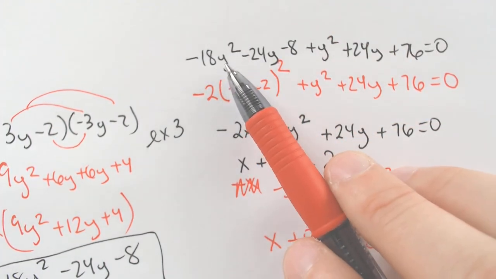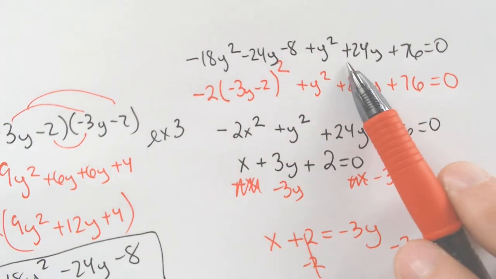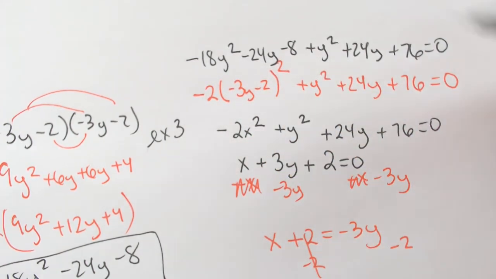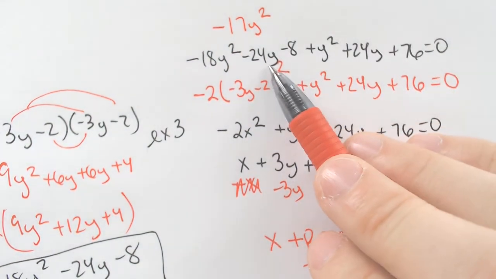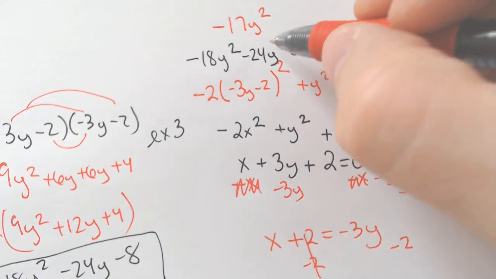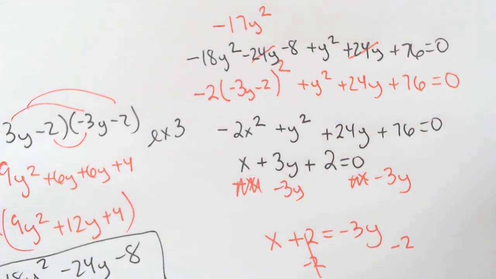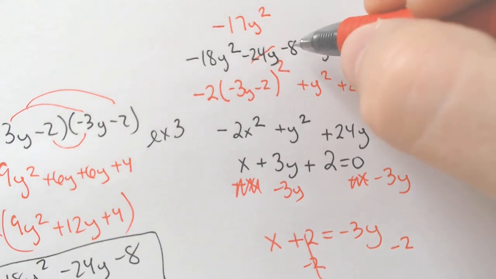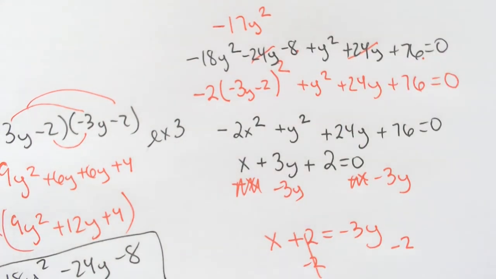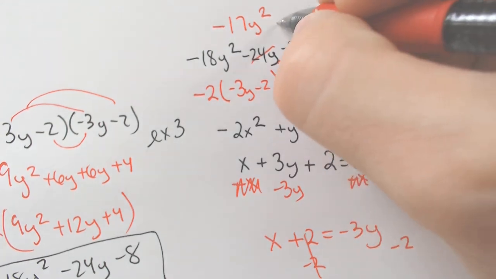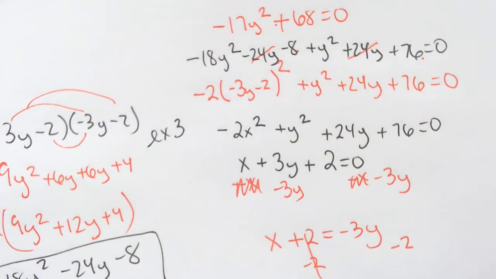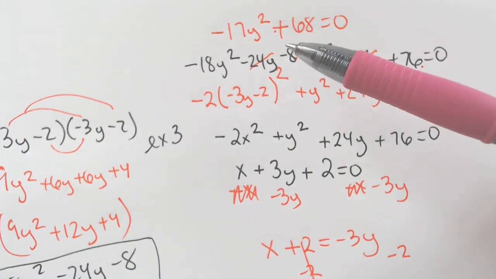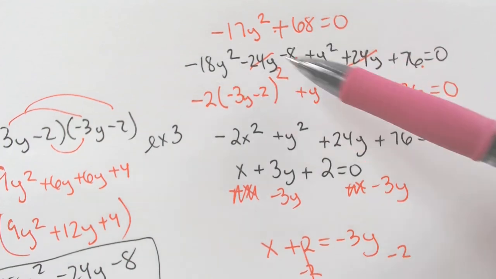We got negative 18y squared and positive y squared makes negative 17y squared. We get negative 24y and positive 24y. Those cancel each other out, which is nice. So we are left with negative 8 and positive 76. 76 minus 8 is positive 68 equals 0.